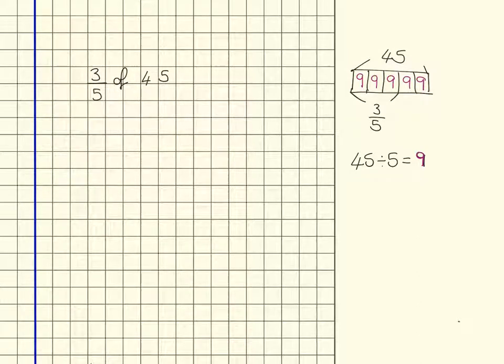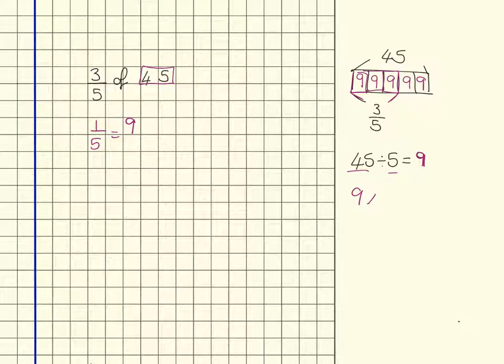Okay, so I've taken the 45 and I've divided it by 5, which you can see over here, which has given me the 9. So I now know that 1/5 equals 9. So now, if I know that 1/5 equals 9, I can work out 3/5 by adding together 3 of those 9s, or multiplying 9 by 3.